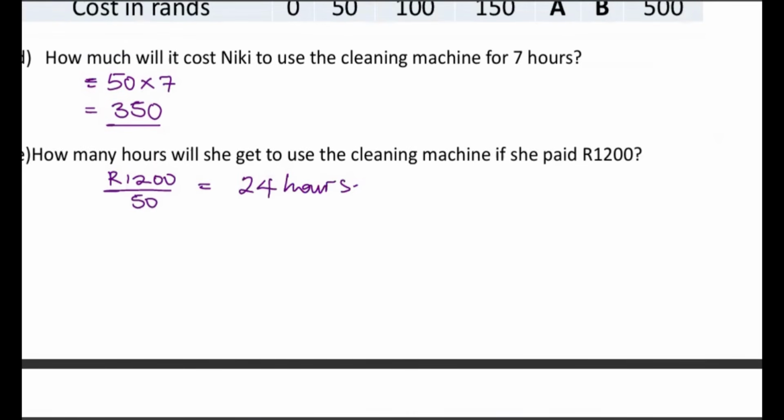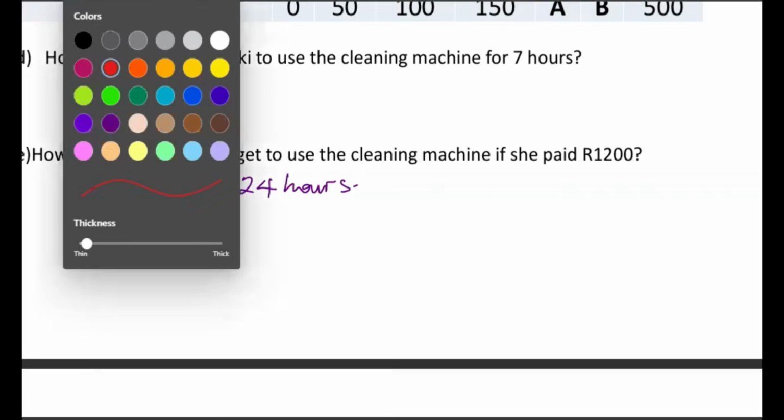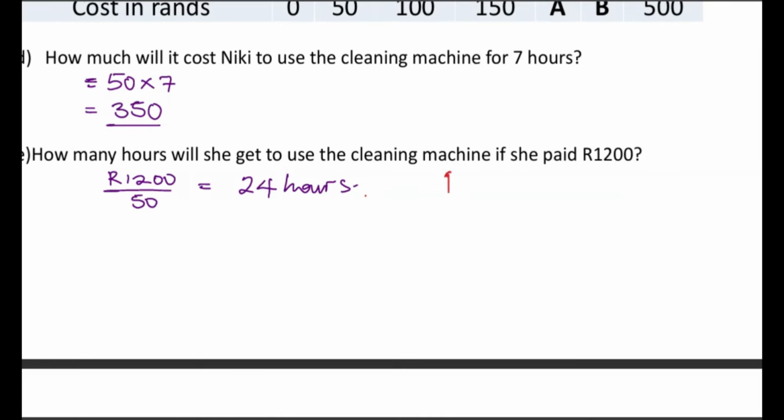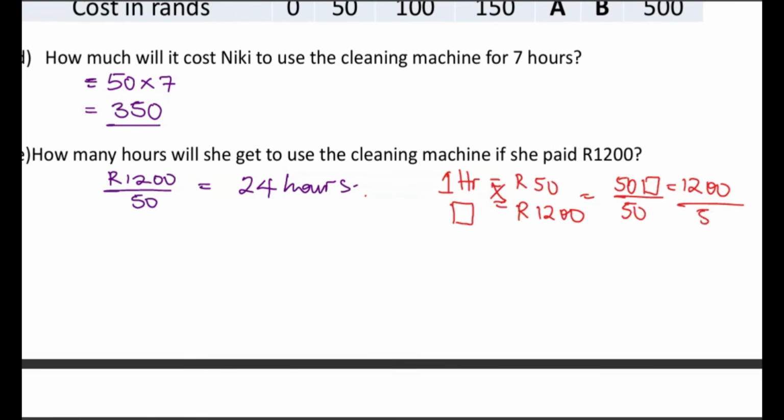Yes, the other part, how do we analyze this? Another way you would do this, you say for only 1 hour I pay 50 Rand. Now, I have 1,200. How many hours will I use? I don't know. What do we do? Cross multiply. So this becomes 50 box equals 1,200. Divide through by 50. So my missing hours are 24.